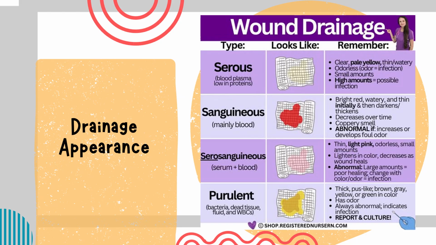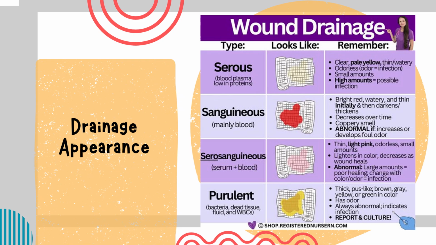Abnormally, again, if you see large amounts of this, it could be an indicator of infection or poor wound healing. And then if there's any change in the color, so it's starting to turn more sanguinous, or there's an odor, we're concerned about further infection.